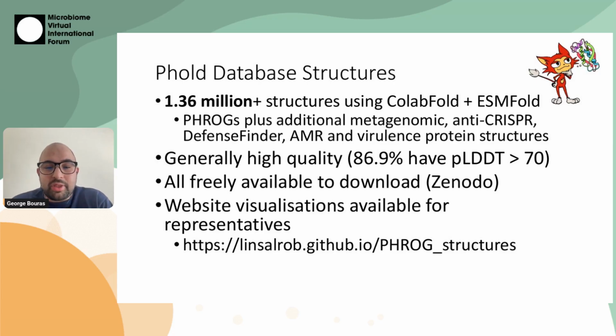So a little bit more on the databases. We have more than 1.36 million structures. They're all very high quality. They come from phages and metagenomic proteins and other sources. They're freely available to download on Zenodo. And there's a nice website my co-supervisor Rob has put together that visualizes some of them. So please go check that out.